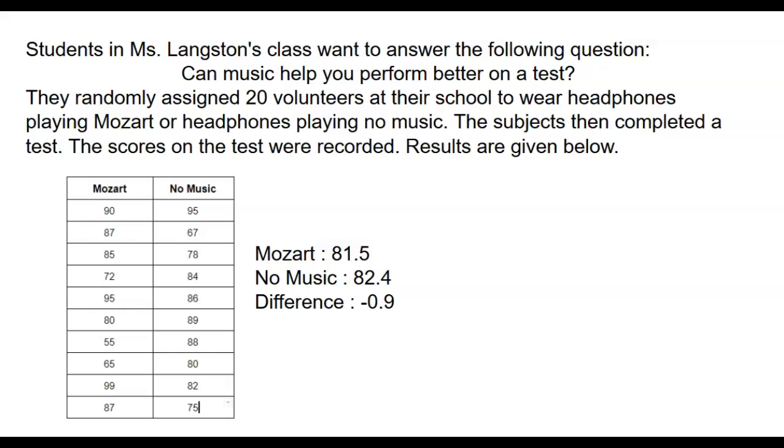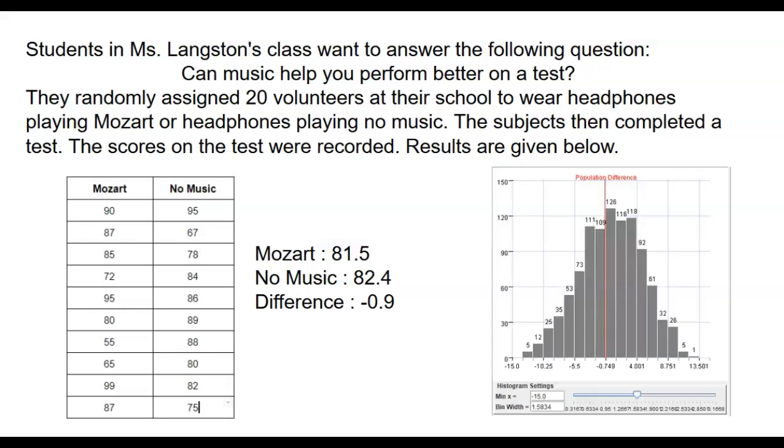This can be a very tedious and time-consuming task if done by hand. Thankfully, there are several digital tools to help us with this task. The display shows 1,000 runs of randomly assigning the 20 test scores to either the Mozart or no music treatment. There are 423 results that are less than negative 0.9, putting it in the 42.3 percentile.